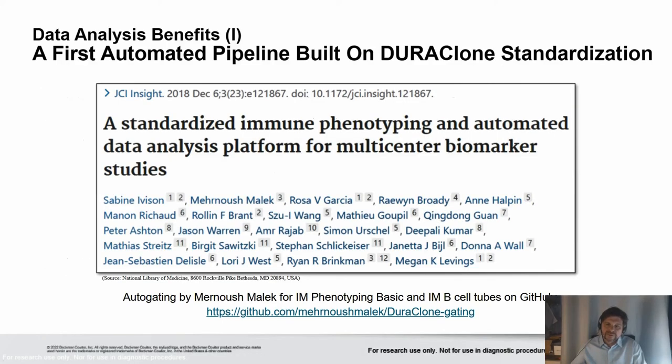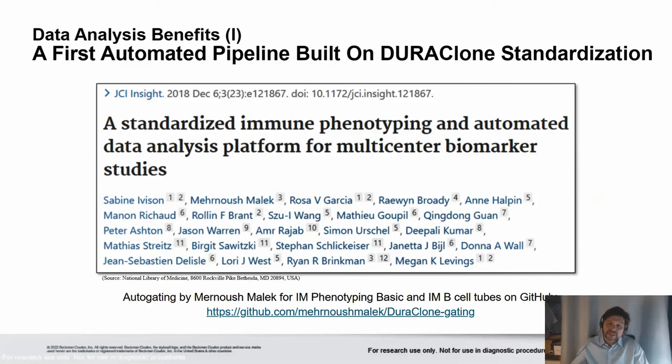The first paper that I would like to relate to here is from 2018, a Canadian group in Vancouver. They found that if they go by DURAClone-based standardization, this would enable them to create an automated data analysis pipeline for data that was obtained from different operators along a time course, from different sites, from different materials, so PBMCs, as well as whole blood, as well as cryopreserved PBMCs, and even different instrument platforms.